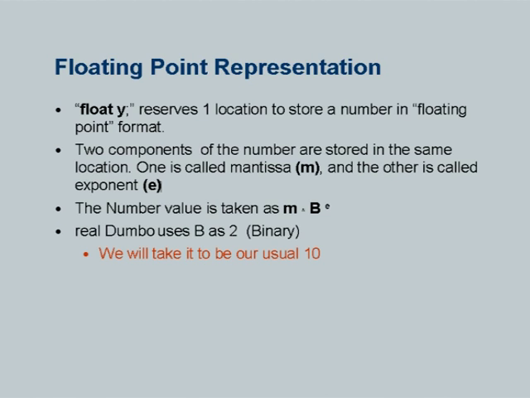So we provide CPP with a mechanism to declare memory locations which can contain such fractional values by using a new name called float Y. Float Y is a designation where Dumbo preserves a location called Y in his memory drawer, but inside Y, it will not keep a single integer number as earlier. It will instead store a floating point format number. So what is a floating point format? The number Y actually is represented by two components.